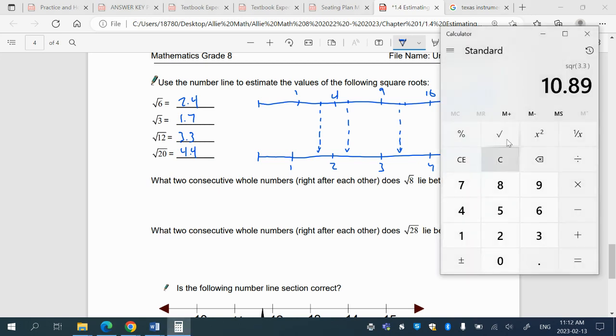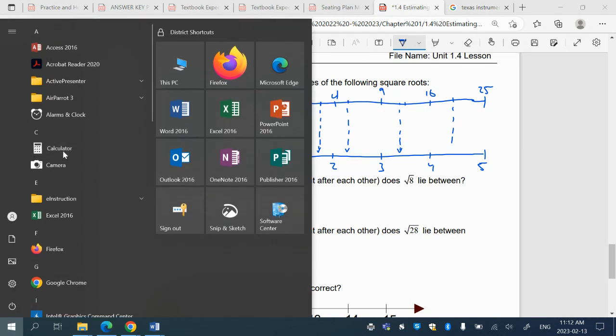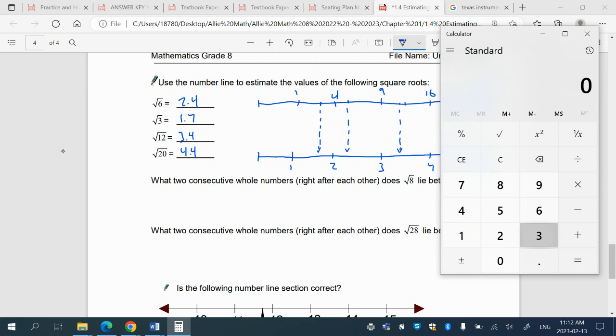Okay, here we were doing 3.3 squared, which is 10.89. Not my best work, honestly. I think maybe a better estimate would have been 3.4, 3.45. 3.4 is better. My calculator: 3.4 squared. Yeah, not bad.